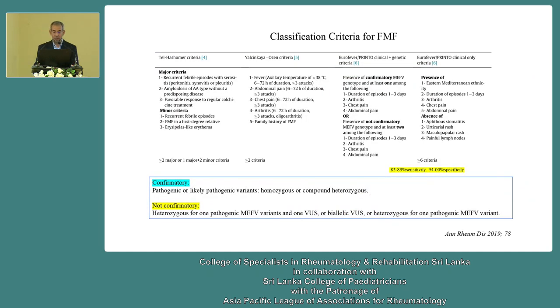And also we have the Eurofever/PRINTO criteria. If you have the genetic testing, of course it will be easy, but if you don't have it, you can apply it without the presence of genetic testing. And again, it's very helpful and useful to apply it for your patient.